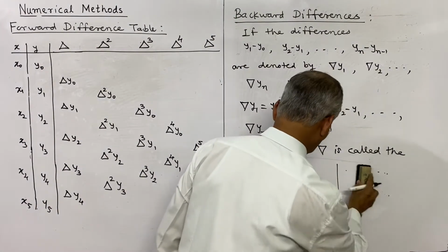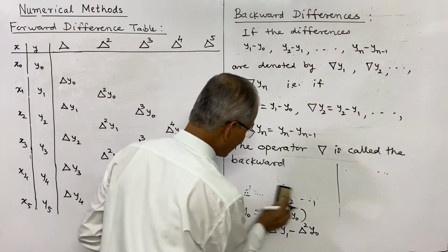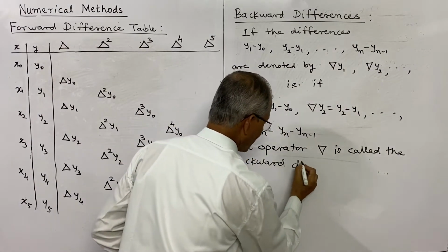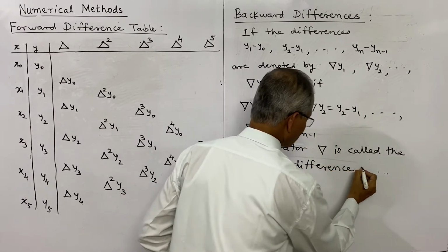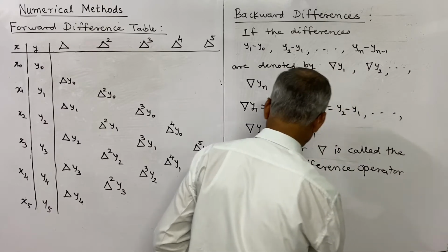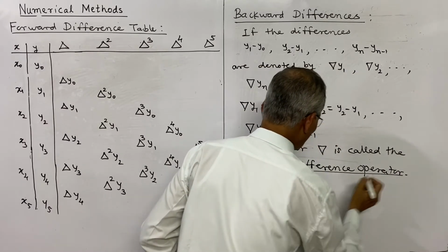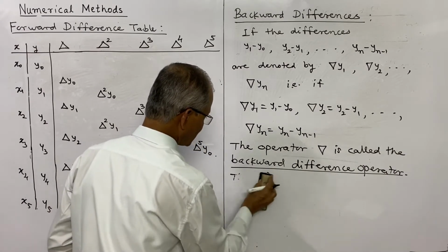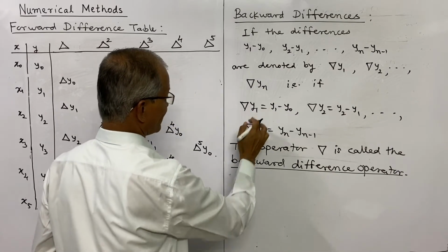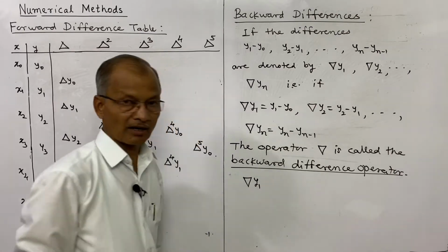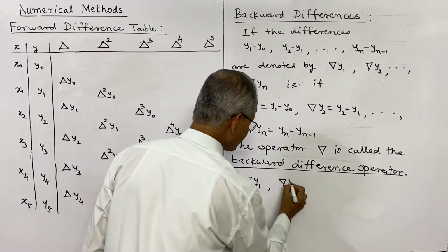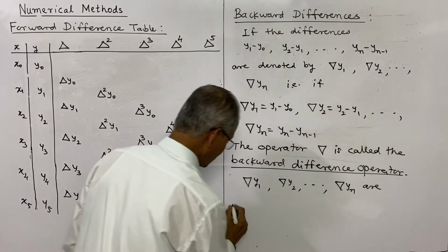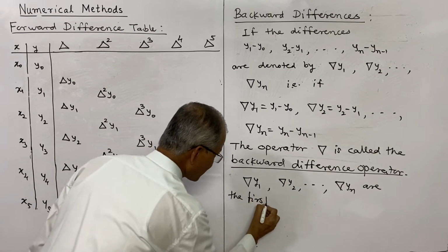So this is the operator. The operator del is called the backward difference operator, and the differences, see here, these values, not delta but del y1, del y2, etcetera, del yn are the first backward differences.